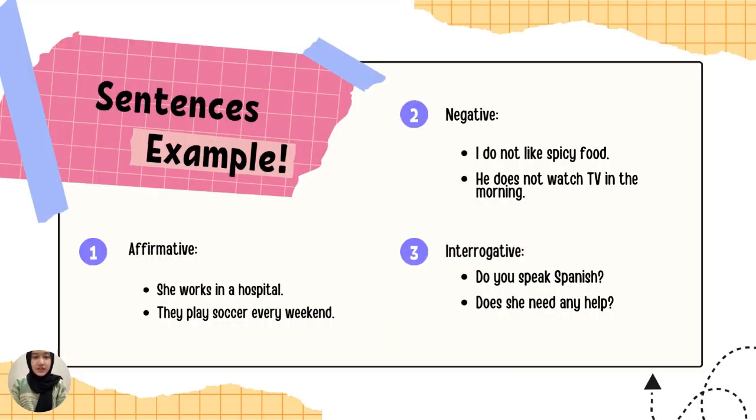So here are the examples. Number 1 is affirmative. She works in a hospital. They play soccer every weekend. Number 2 is negative. I do not like spicy food. He does not watch TV in the morning. Number 3 is interrogative. Do you speak Spanish? Does she need any help?